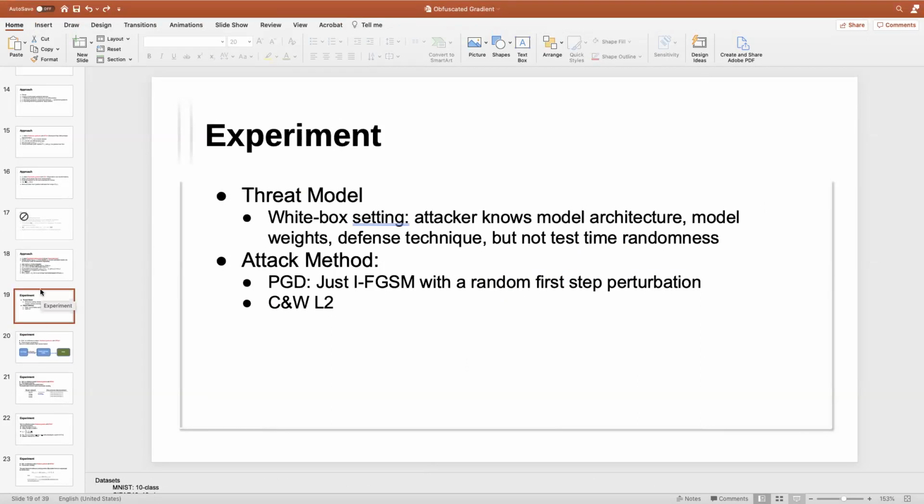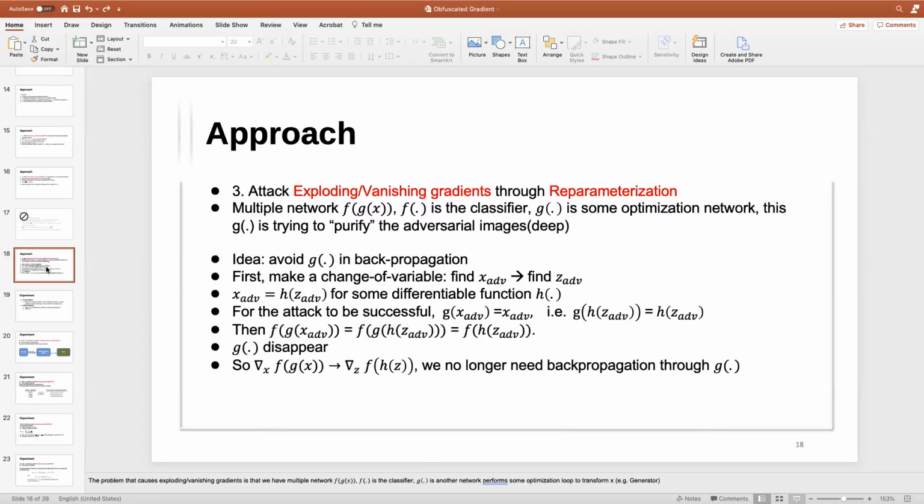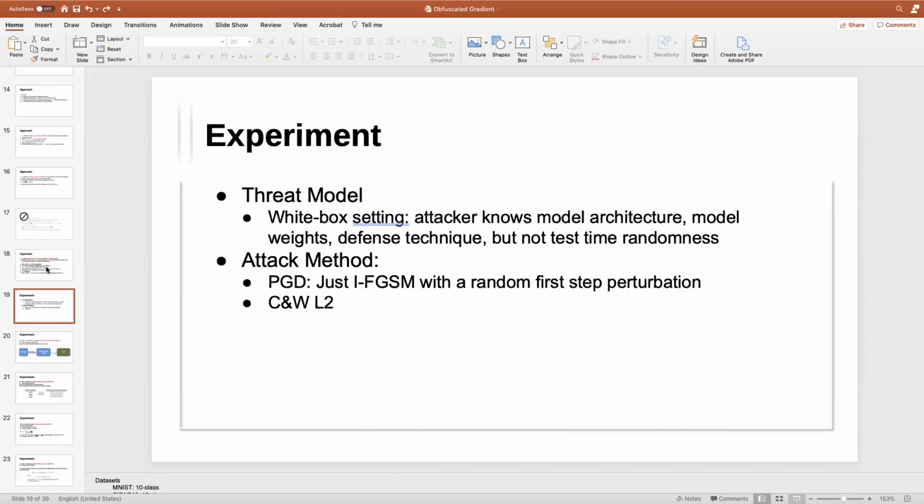So now I have finished my illustration for the approach part. We will go through the experiment. In the experiment, the author defines a threat model in a white box setting, where the attacker knows the model architecture, model weights, and defense technique, but not test time randomness. The attack method used here, first, is PGD. PGD is just iterative FGSM with a random first step perturbation. And also the method they invented before.